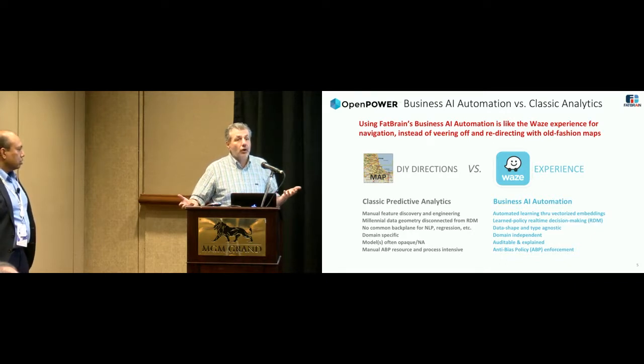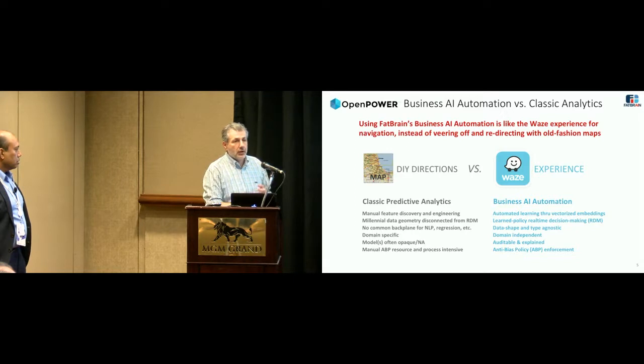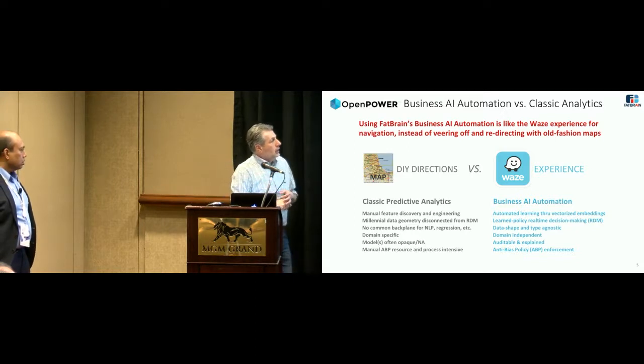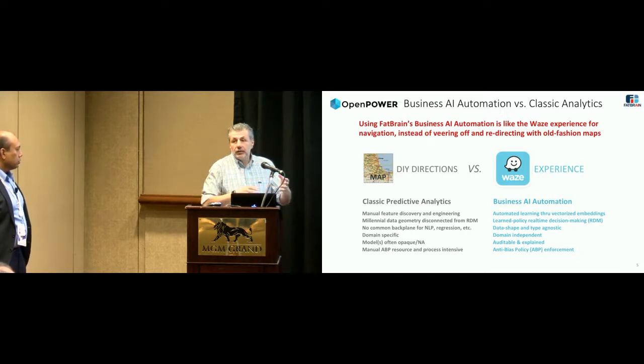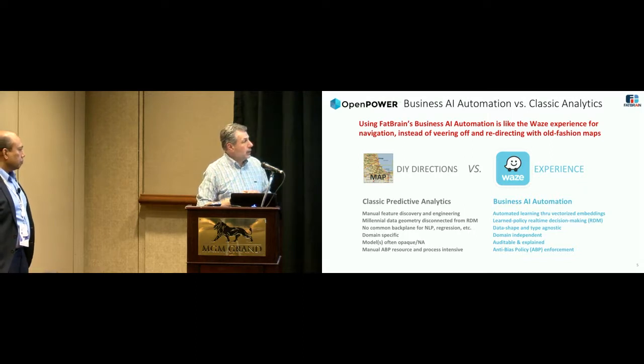Right? 'Cause that's the hard part. That's the problem. So the things that we'll look at is we'll look at automated learning, and we'll talk about something, a special piece of technology we call learned vector embeddings. Learning the policy for how to make the real-time decision making.